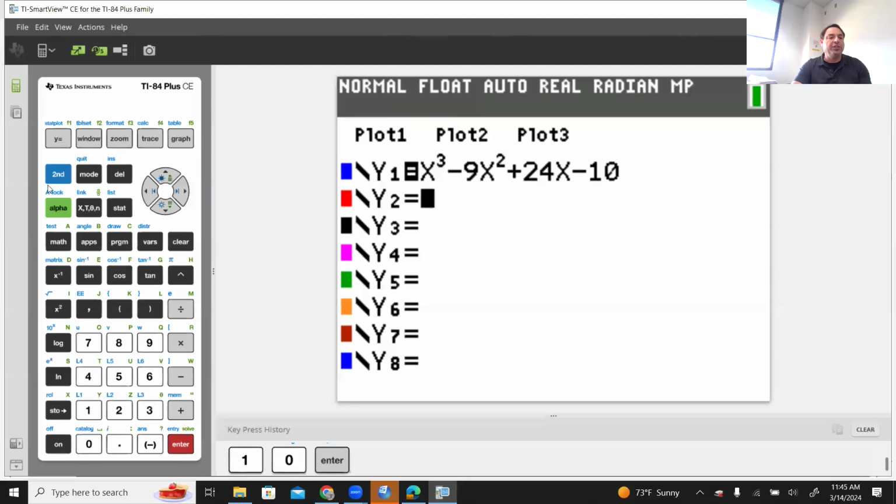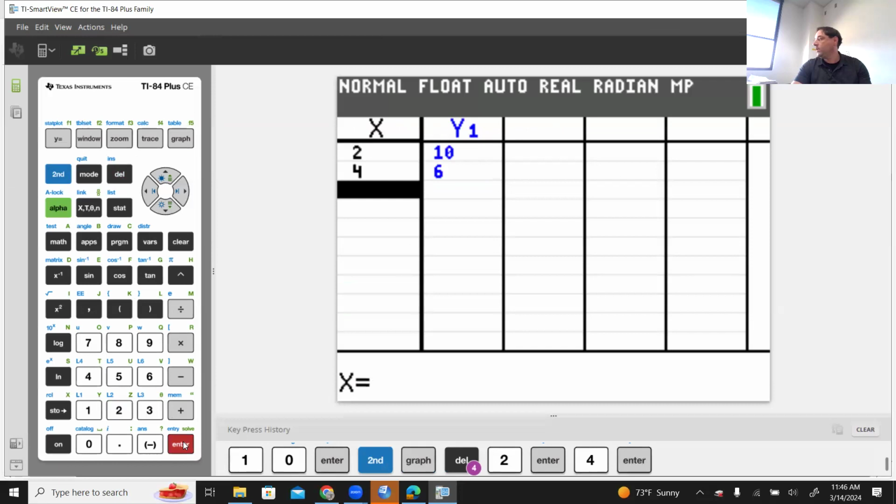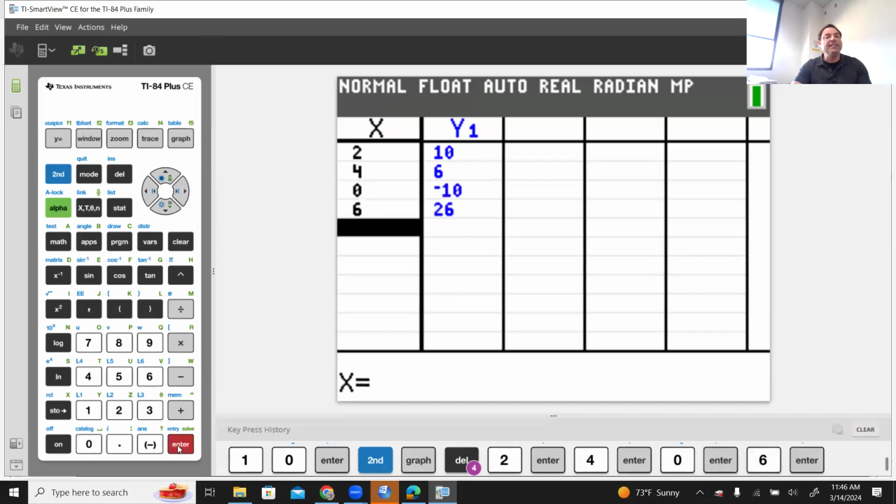So I go to the table feature, second graph, get rid of any numbers we have in there by deleting, and enter 2, 4, 0, and 6. This is now giving me specific locations.